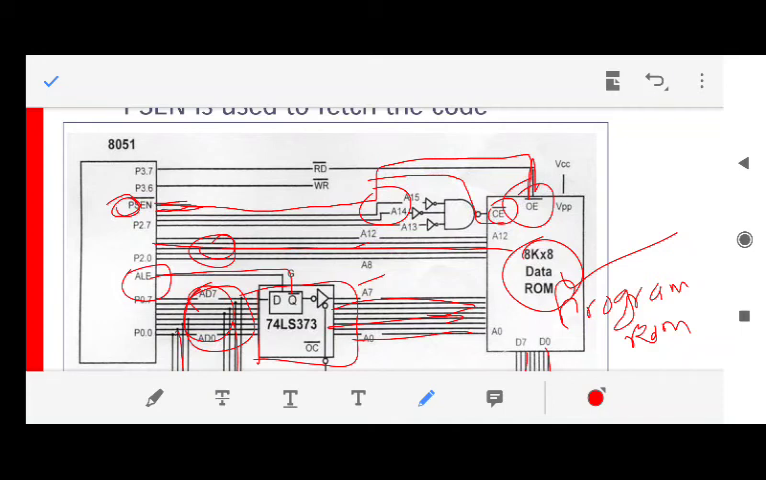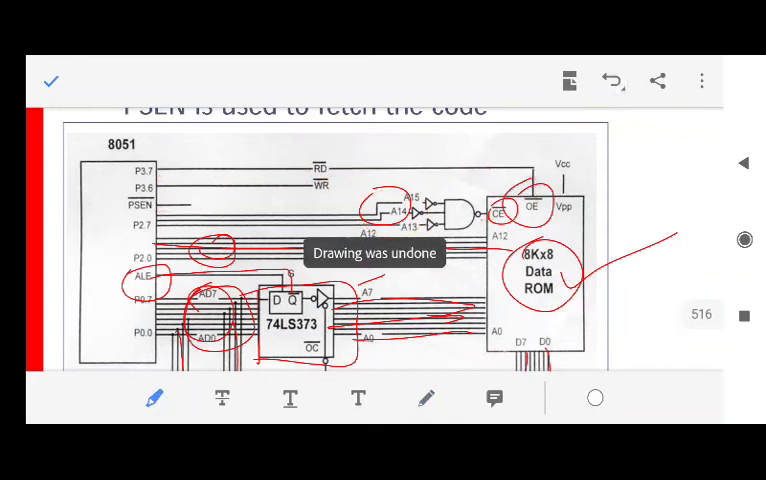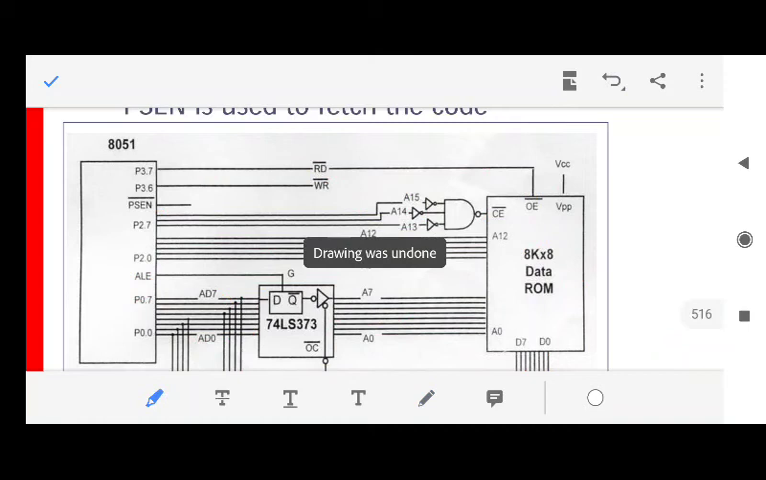But when you are using the data ROM, you have to connect the read signal, RD bar, to the output enable pin, and the chip enable signal you have to generate using the remaining address lines. It's very easy. This will fetch you 6-7 marks in your final exam. I'm again repeating, this is very easy. You have to remember some signals: there is a program store enable signal. It will be employed only when you are using the program memory.